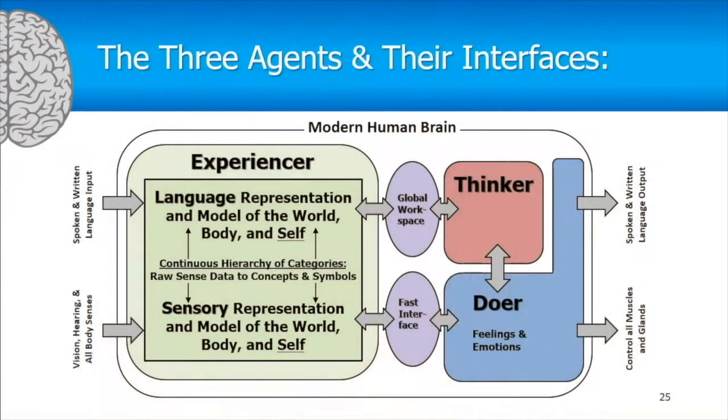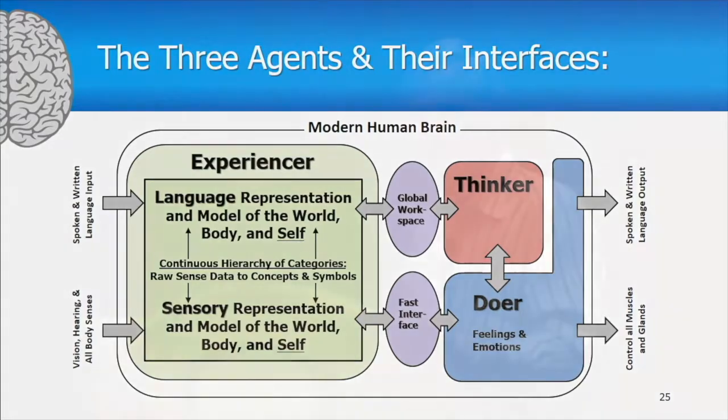Basically, we are taught the language model of the world as infants by our parents and in school. When you're in school, you're learning concept after concept and building up that language model, and you finally get a PhD in whatever subject area you're interested in. But I also want to point out this is actually a continuous hierarchy of categories between the sensory data and the language representation of the world.